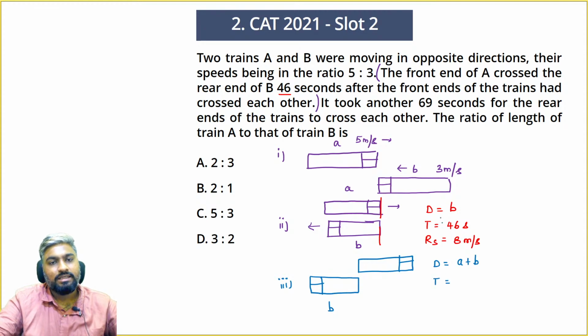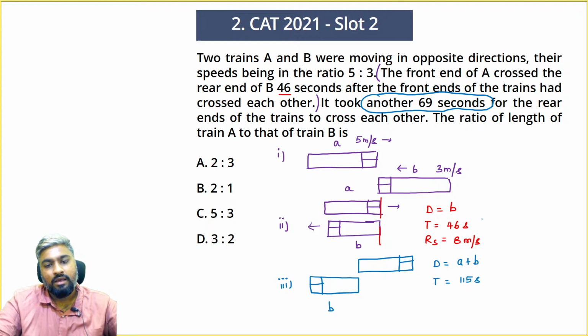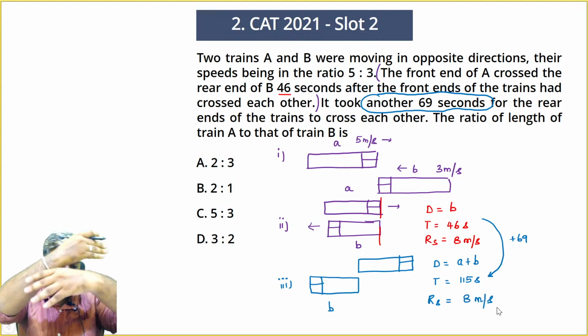Time taken, they're saying another 69 seconds, okay? Another 69 seconds means what? Initially 46 was there, we are saying another 69 seconds, yes? So can I say 115 seconds? Yeah, 46 plus 69. This is what is happening. The speed will still be the same only. The speed doesn't change, 8 meters per second, because they are going in opposite direction.